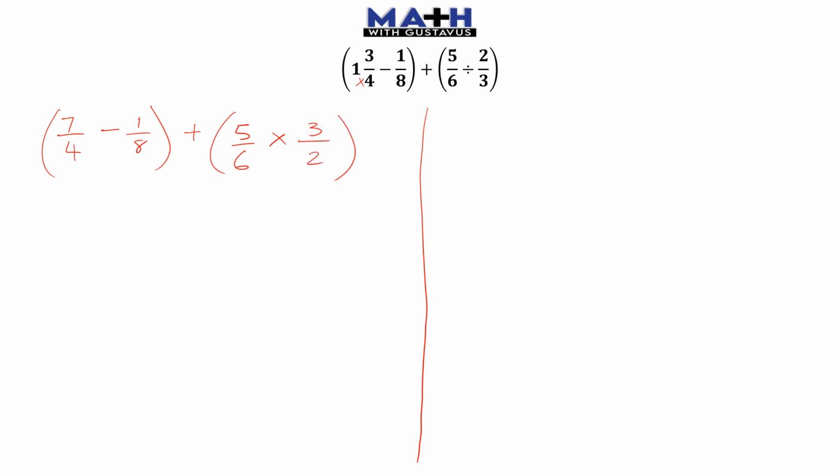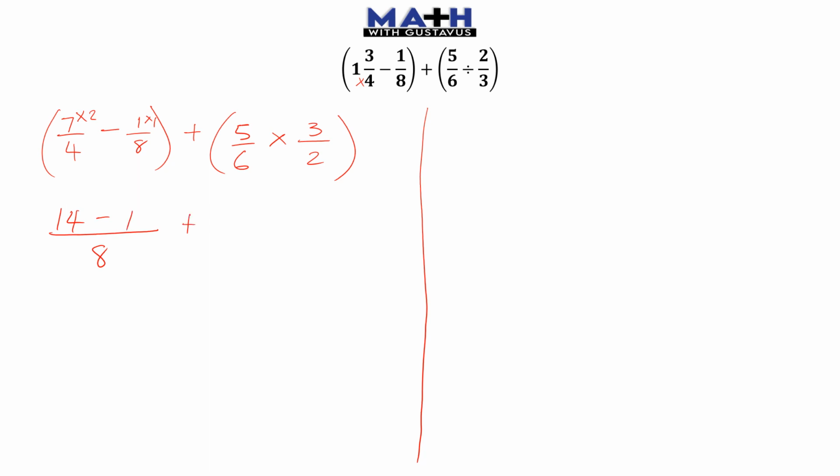Now let's focus on the first bracket. If you look closely, in the first bracket we are subtracting. Remember now that when we're subtracting, we need to find a common denominator. The common denominator of 4 and 8 is 8 itself. Then let's divide. 4 into 8, that goes 2 times. 7 times 2, that's 14. Minus, then 8 into itself, that goes 1 time. So we'll multiply 1 times 1, which gives us back 1. Then we put back our plus right there.